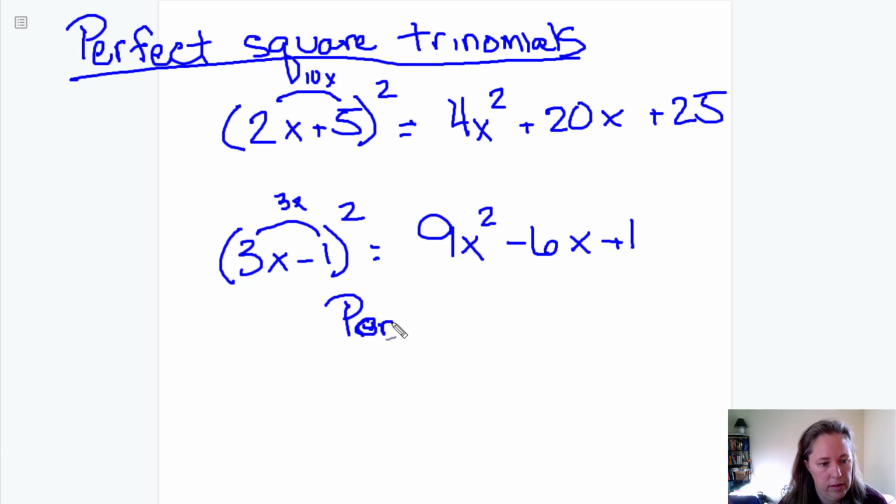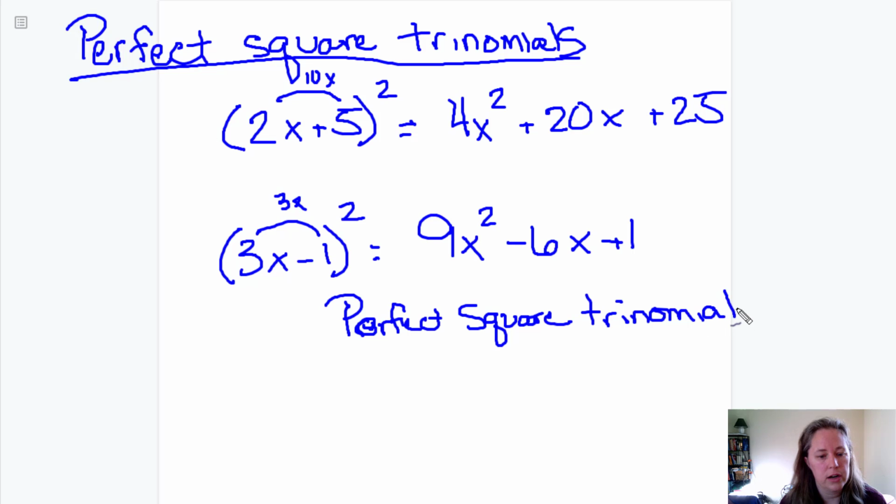And to remind you, why don't you pause again and list, how do you know that something is a perfect square trinomial? What characteristics does it have to have? So hopefully you paused and listed the characteristics. I like to do them with little check boxes.